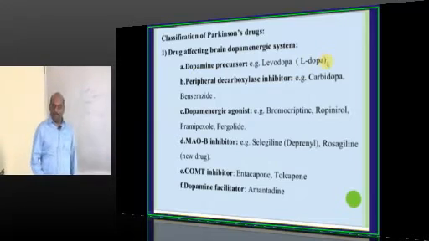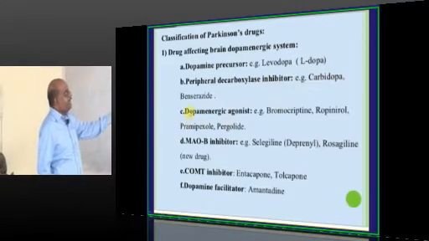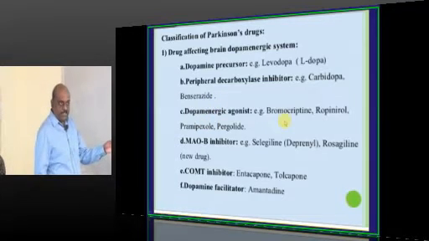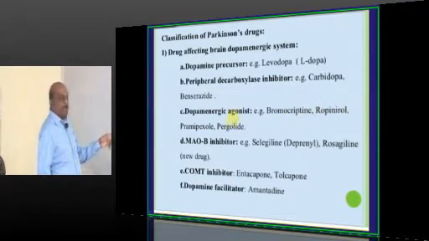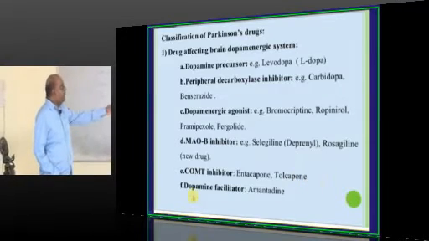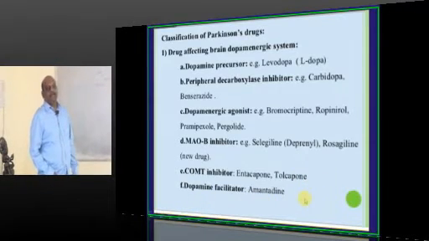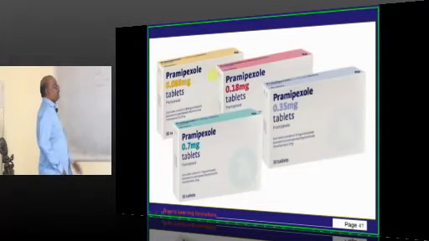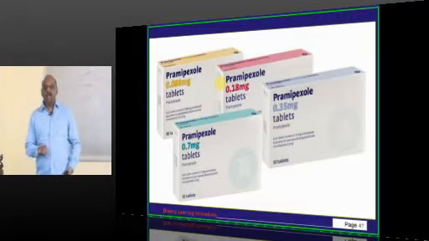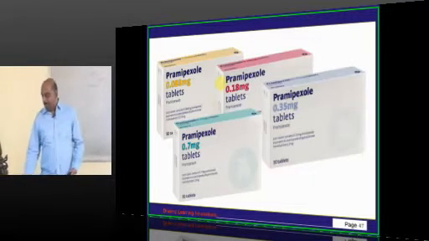Dopamine precursors are levodopa. Peripheral decarboxylase inhibitors are carbidopa and benserazide. Dopamine agonists, receptor level agonists, will be bromocriptine, ropinirole, pramipexole. MAO B inhibitors are selegiline and rasagiline, and COMT inhibitors are entacapone and tolcapone, and ultimately you have dopamine facilitators called amantadine. This is the pharmacology of Parkinsonism, which you need to basically remember. So pramipexole belongs to the non-ergot group of dopaminergic receptor level agonists.